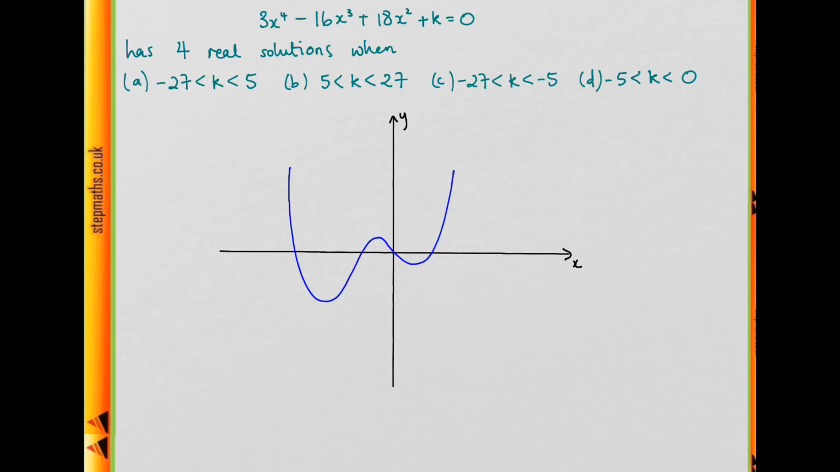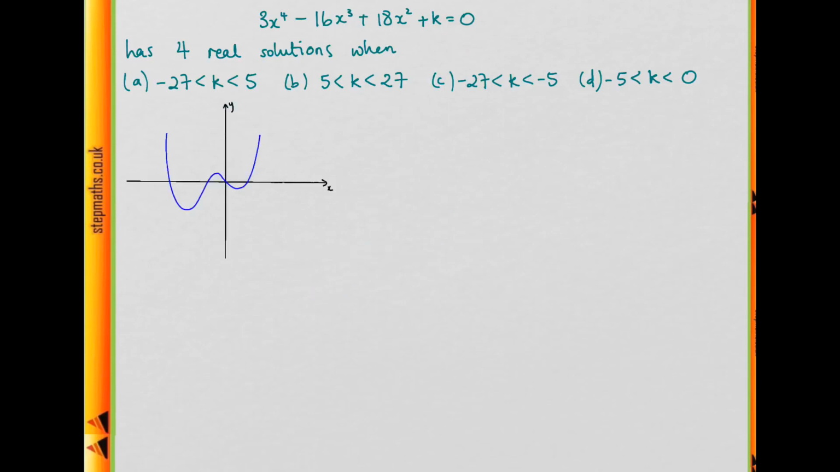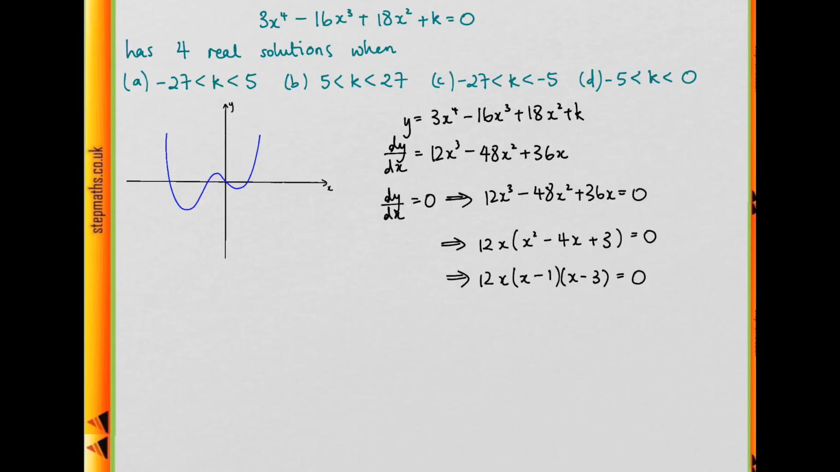So let's figure out where the minima and maximum of our quartic are. So if I set y equal to our quartic and differentiate, we'll have this, and now we can just set this equal to 0 to find the stationary points. So if I put the derivative to 0, we can factorize this cubic into 12x times (x minus 1) times (x minus 3). And so we see that our values of x for when we have stationary points are 0, 1, and 3.